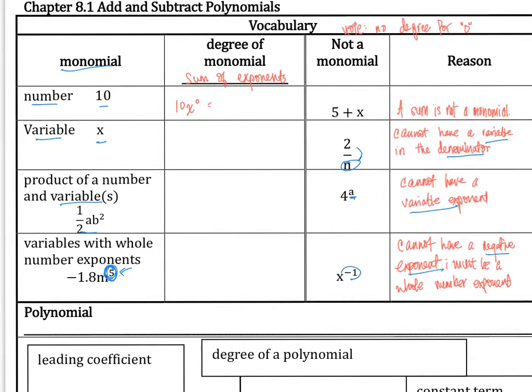Now let's look at the degree of the monomial. The degree of the monomial is just the sum of the exponents. But for the number, it's a little special here. We don't look at the exponent of 10, which is 1. We ignore that. We need to consider another variable, such as x to the 0 power multiplied to 10. And in that case, 10 times x to the 0 power is just 10 times 1, which equals 10. We would look at this 0. So the degree of any number will always be 0.